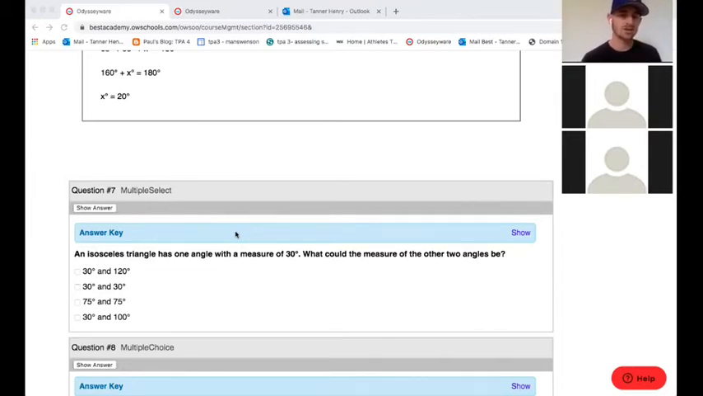So you guys do this. An isosceles triangle has one degree measure of 30 degrees. What could the measure of the other two angles be? So we just have to throw that 30 into A, B, C, and D and see which one. You guys can use calculators or your phones and see which one adds up to 180.